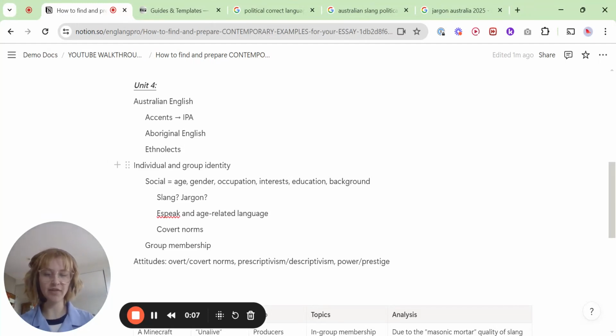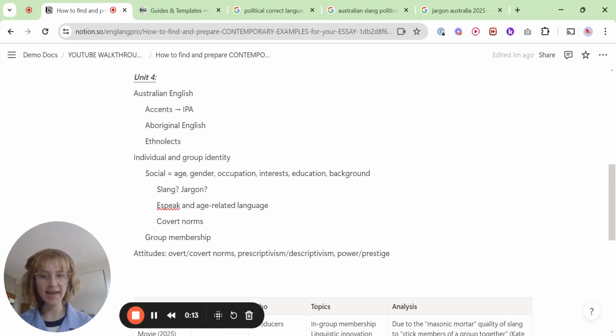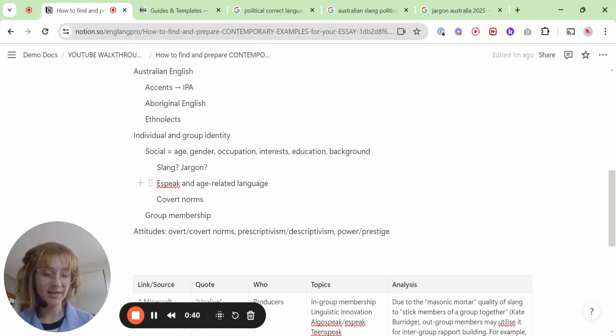Otherwise, we're moving on to individual and group identity, a huge part of Unit 4. So we've got social identity: age, gender, occupation, interests, education, background. Massive. So background links in with ethnolect and Aboriginal English and accents, but for things like age-related language, it's super easy to find slang examples and slang linguist quotes, and I highly recommend you do. Genderlect, definitely a thing. Have a look. It's interesting with a little bit of research. It's a rabbit hole for sure. Occupation sits really nicely with jargon as well. So see how there is definitely overlap between the different themes that you're going to be talking about.